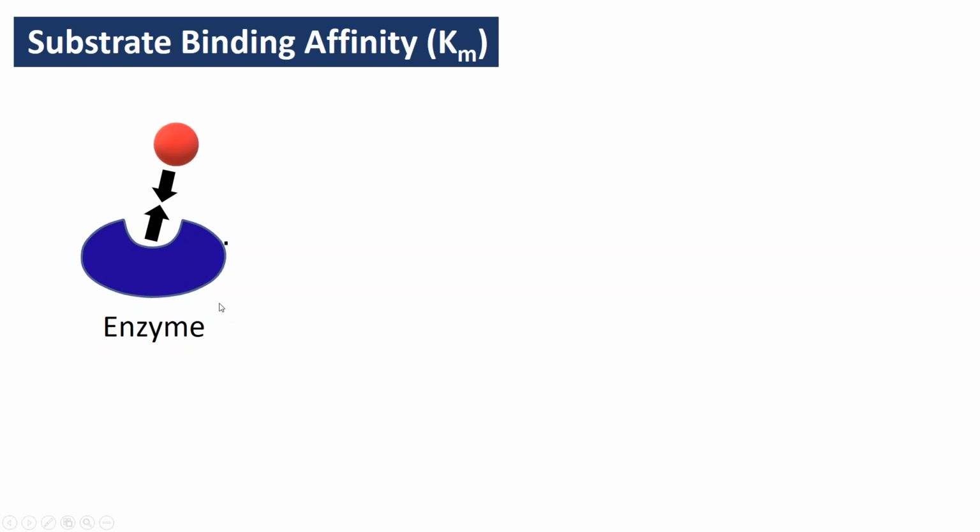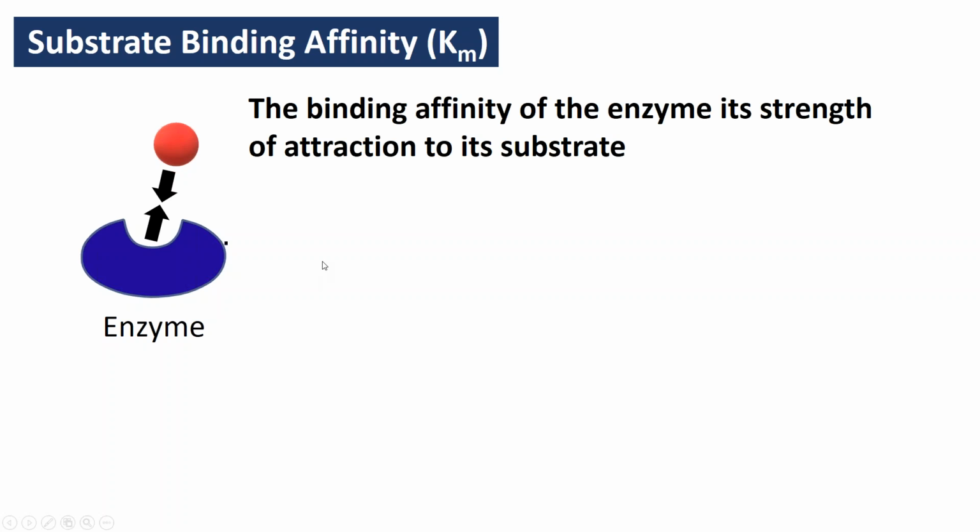Before that, I'd like to discuss some basic things about enzyme activity, which is called substrate binding affinity, which is referred to as the Michaelis-Menten constant. Before going to the Michaelis-Menten constant, I'd like to give you a brief understanding of binding affinity. Obviously, an enzyme has an active site. When the drug binds to those enzymes, how strongly does it bind to the site? The binding affinity is the enzyme's strength of attraction to the substrate, like how strongly it binds to it.